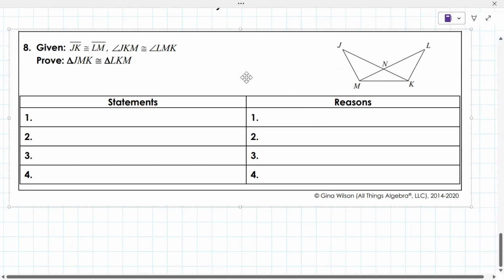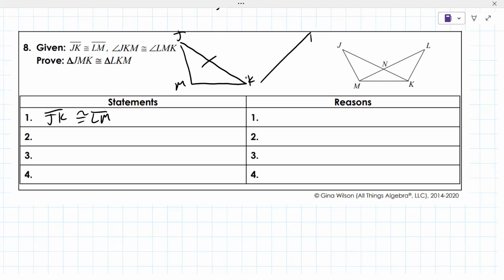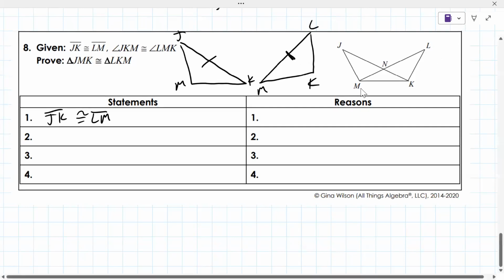You put the givens first. So the first given is that JK is congruent to LM, and it's good to actually diagram that. Now, whenever you have overlapping triangles, I recommend splitting them apart. JKM, and then the other one is LMK. You see how I split those triangles apart? Yeah. All right.